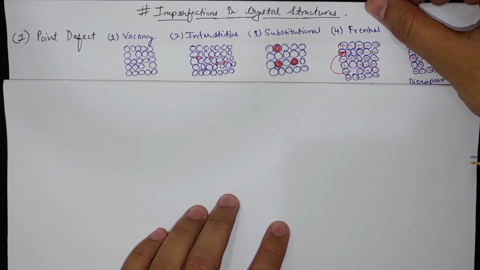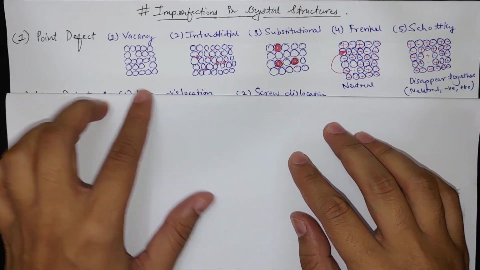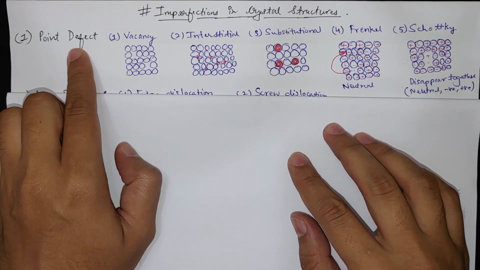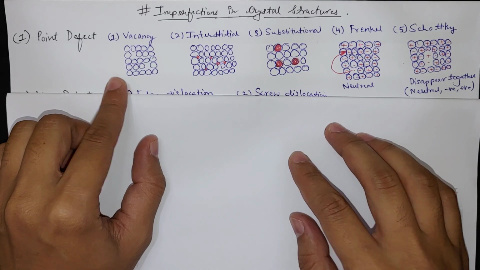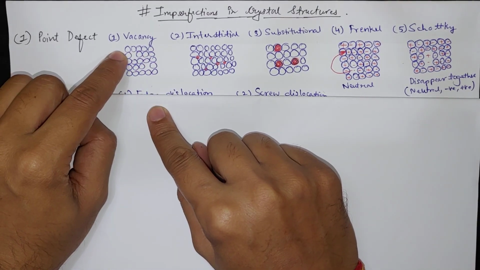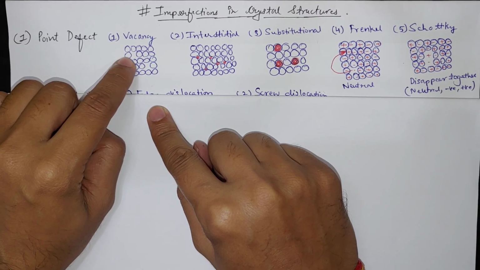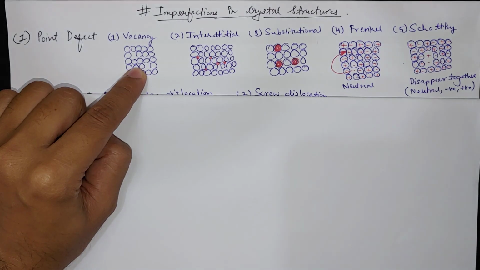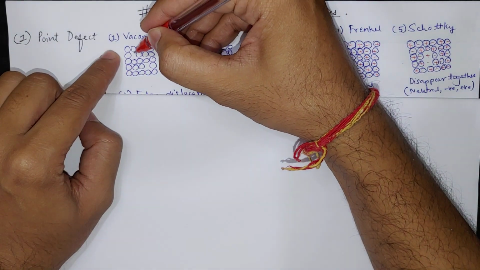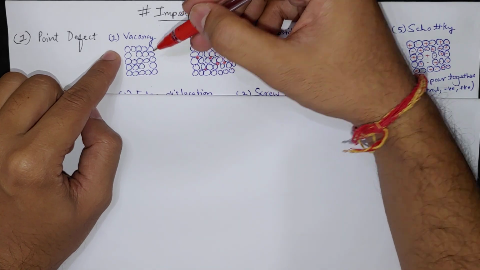The first imperfection in crystal structure is point defect. In point defect, there are 5 categories. First is vacancy. In the crystal or the grain, we have a vacancy at a particular location, like it is seen here. So this type of defect is called a vacancy defect.